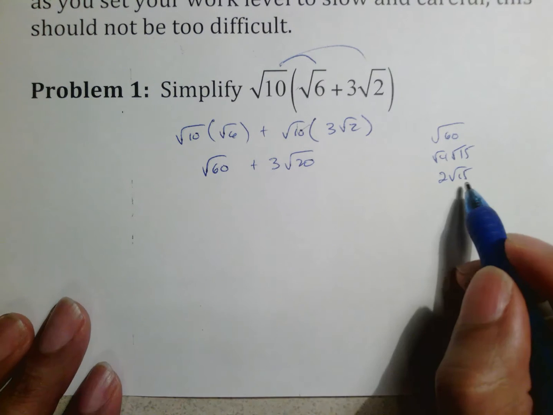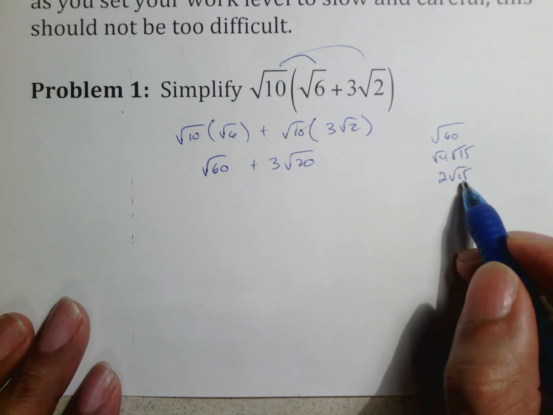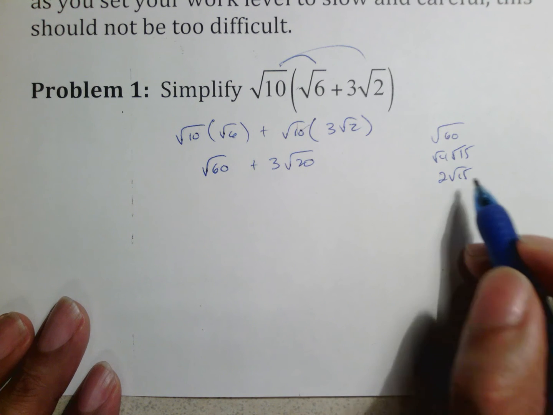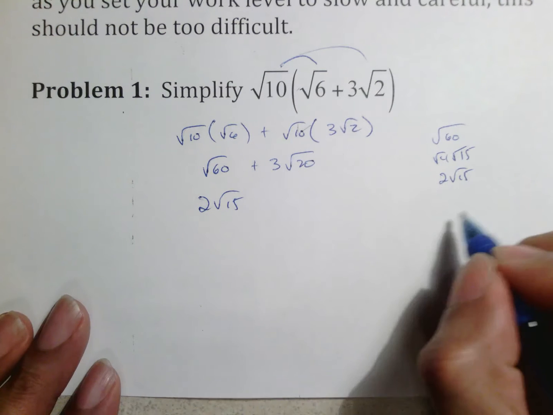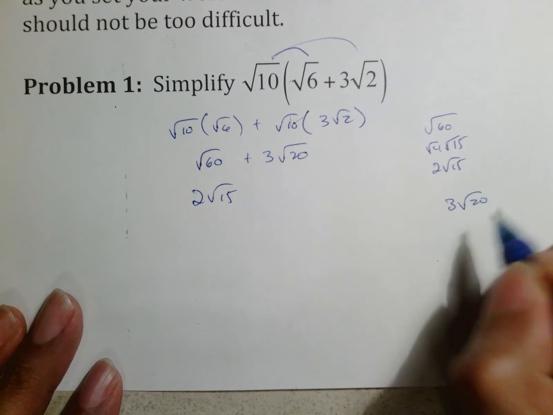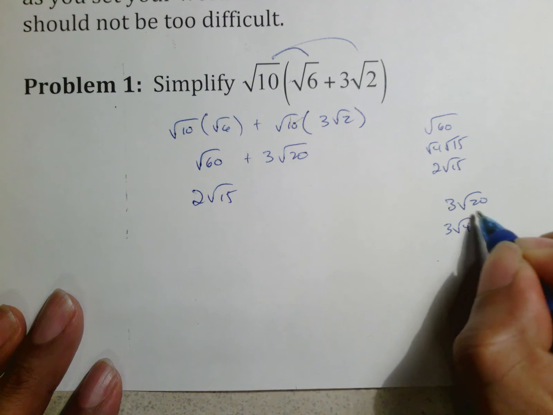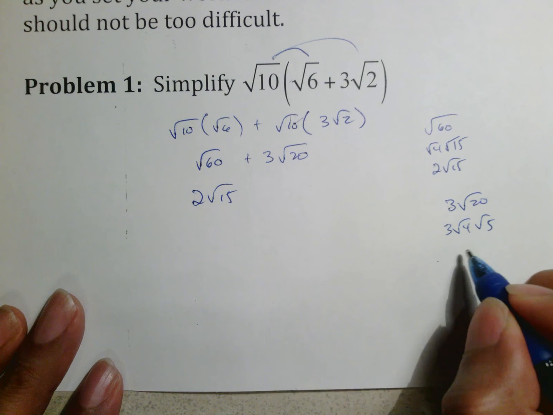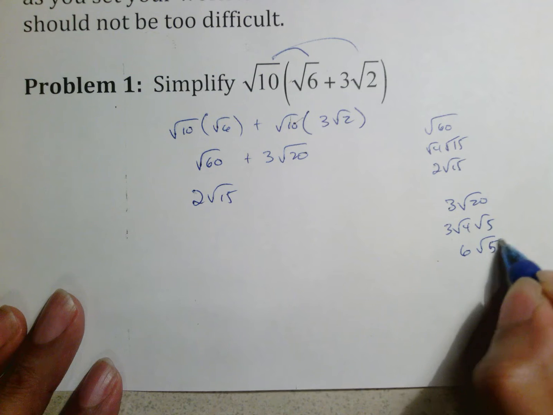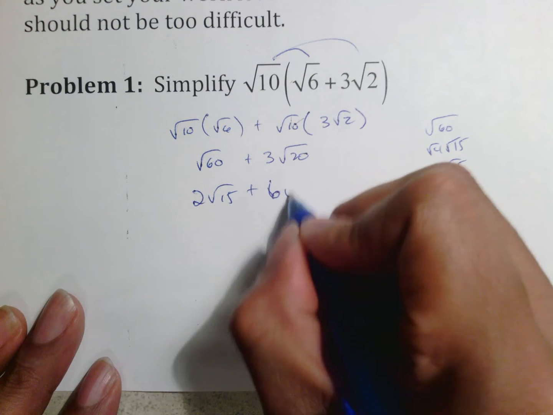I don't think 15 goes into 4. I don't think 4 goes into 15. I don't think 9 goes into 15. That means that this is as far as I can go with that. 20, I know that 4 goes into 20. So it's 3 root 4 times 5, so root 5. This turns into a 2, multiplying by 3 to make 6. And I get plus 6 root 5.